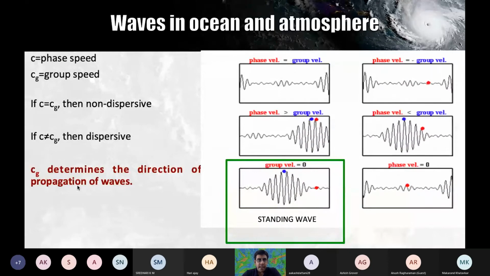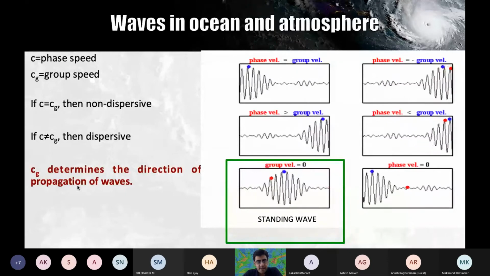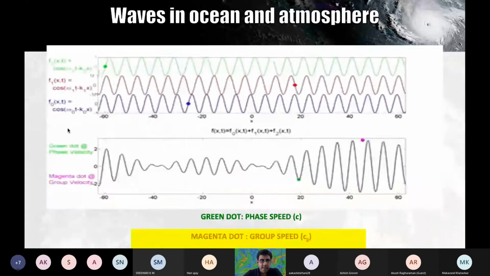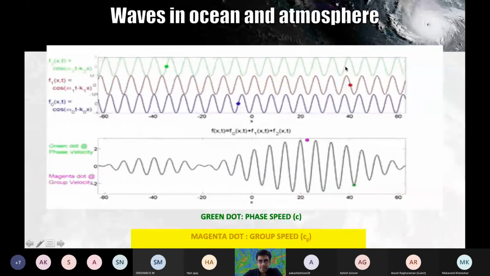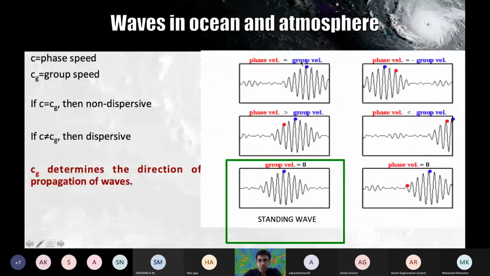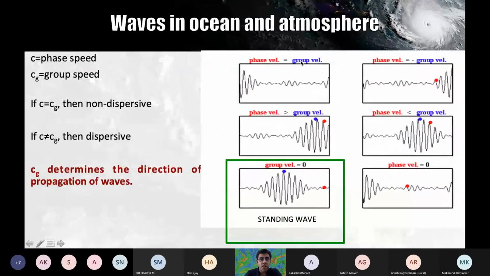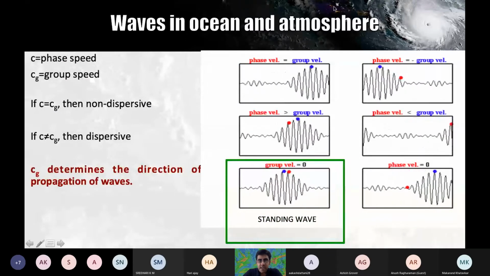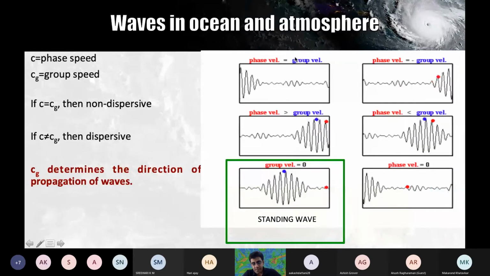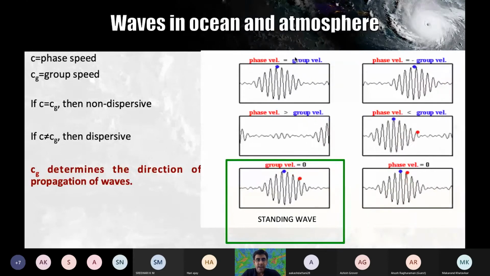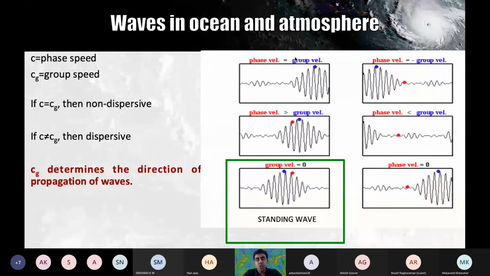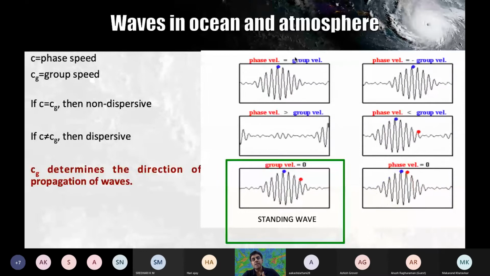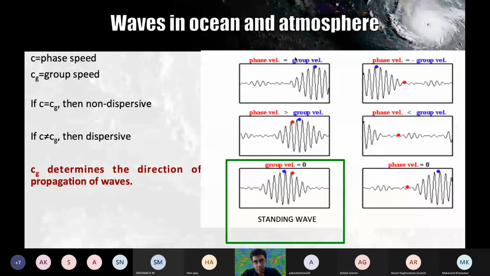Either the phase velocity and the group velocity will be the same. That means the single wave that you are seeing, moving from left to right. The group velocity is the velocity of all the waves put together, whereas phase velocity is the velocity of a single wave. Group velocity tells you how the energy is moving in the wave. If the phase velocity is equal to the group velocity, then the wave and the energy are moving in the same direction.